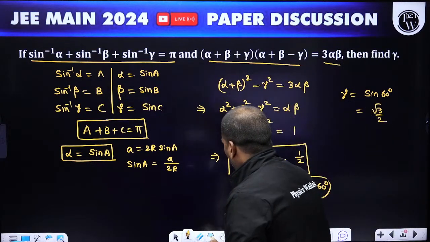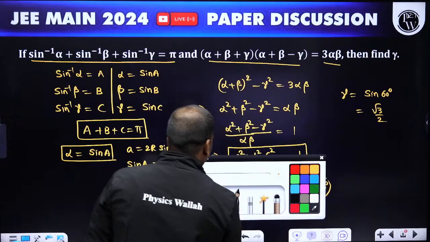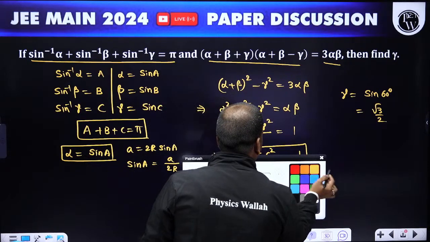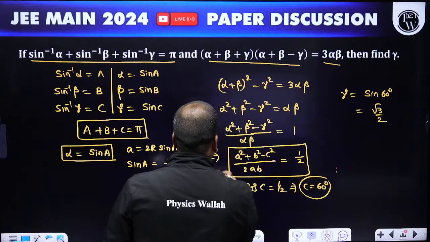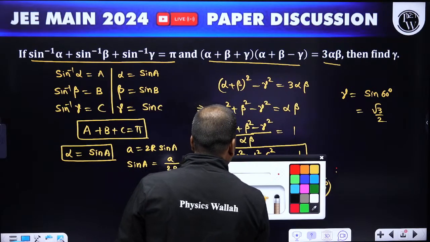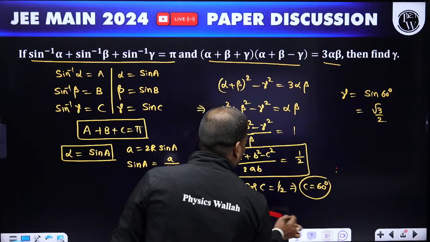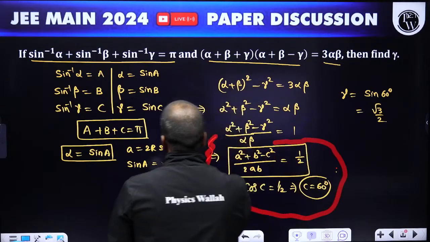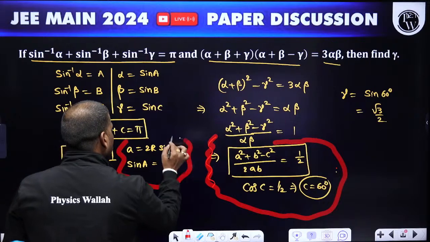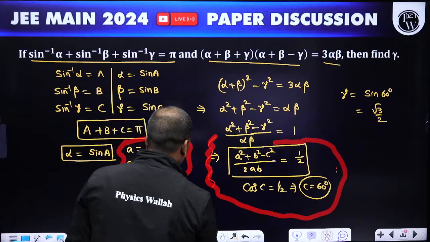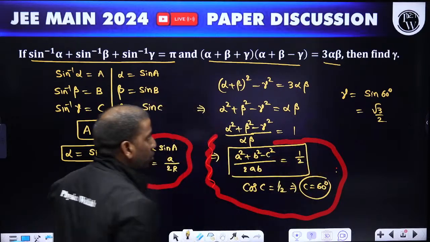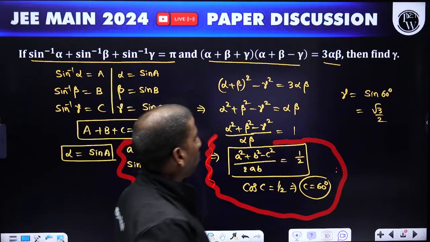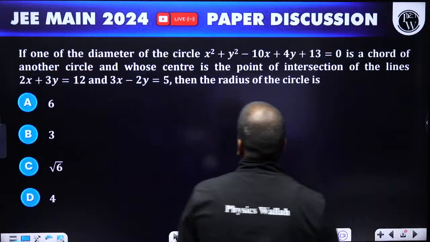So what have we applied here? This is the important point, the cosine rule. This is the cosine rule that we have applied, and we introduced this sine rule also. If you know those two things and apply them, very easily we can do this question. So gamma is equal to root 3 by 2.